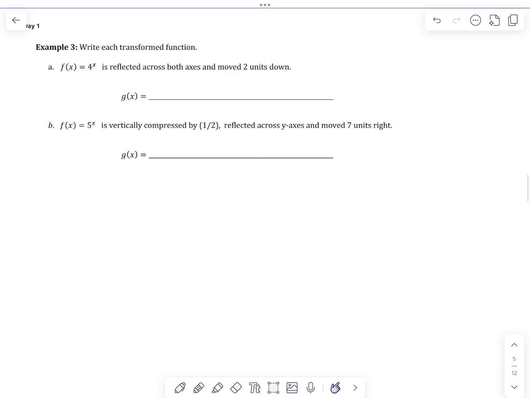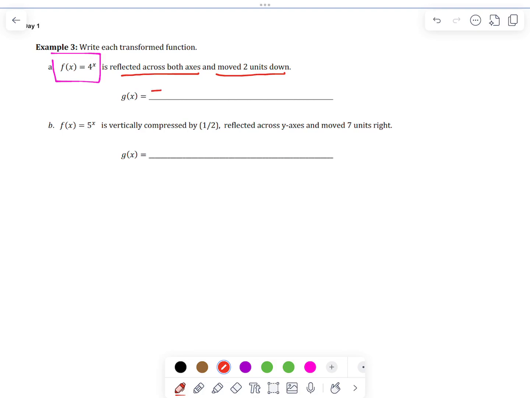Example 3, write each transformed function. So we have the parent function of f of x equals 4 to the x power, and we want to transform it by reflecting it across both axes and then moving it down 2 units. So to reflect across both axes, we're going to have a negative in front of the function and then a negative up in the power. The other thing is moving it down 2 units. So when we move down 2 units, that happens at the end of the function. So -2.